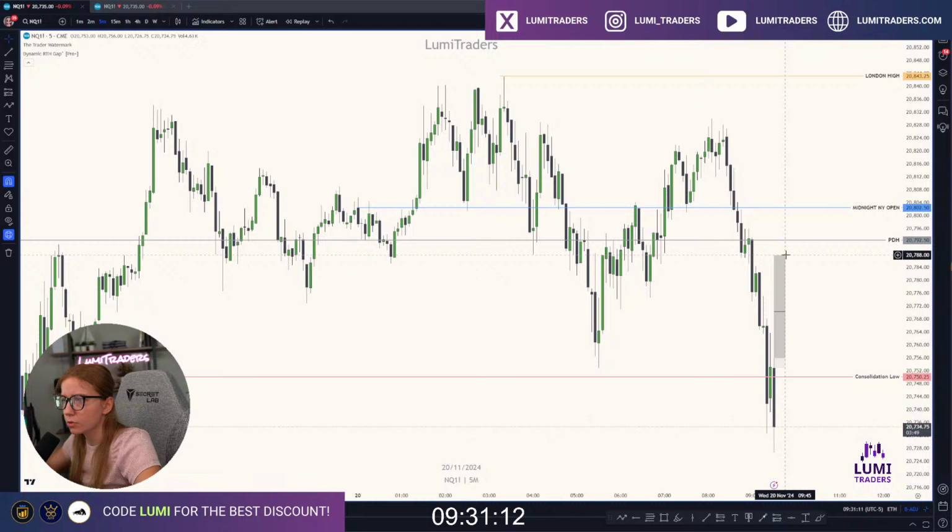Are we trading ES or NQ? We are trading both. Let's see where the setup is going to be presented first. We don't care if it's going to be ES or NQ.